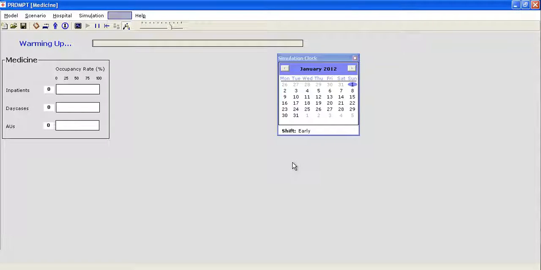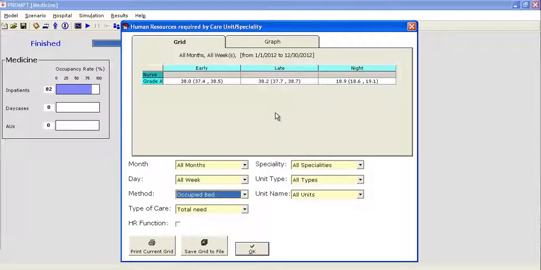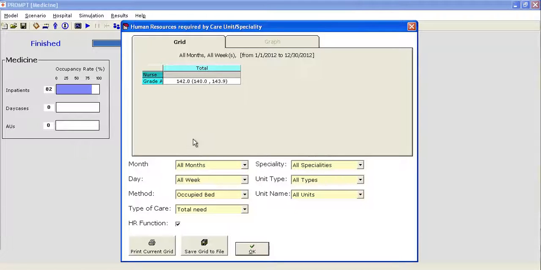So to recap, it's the same 16,000 or so patients, the same 230 beds with this 15% reduction in length of stay. And now what I'm doing is trying to calculate the corresponding workforce required of grade A nurses, at least, to care for those patients. If I look at my workforce statistics, it says that I need 38 grade A nurses at early and late shift, but half the number at night time. Of course, that's reflected by the change in ratio. And my total HR function is 142 nurses based on the information I gave you earlier on.